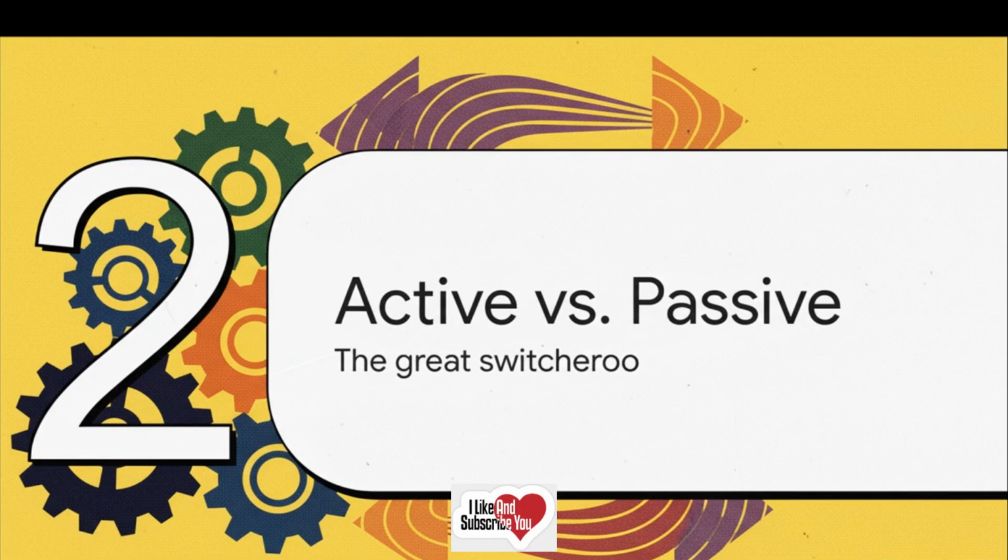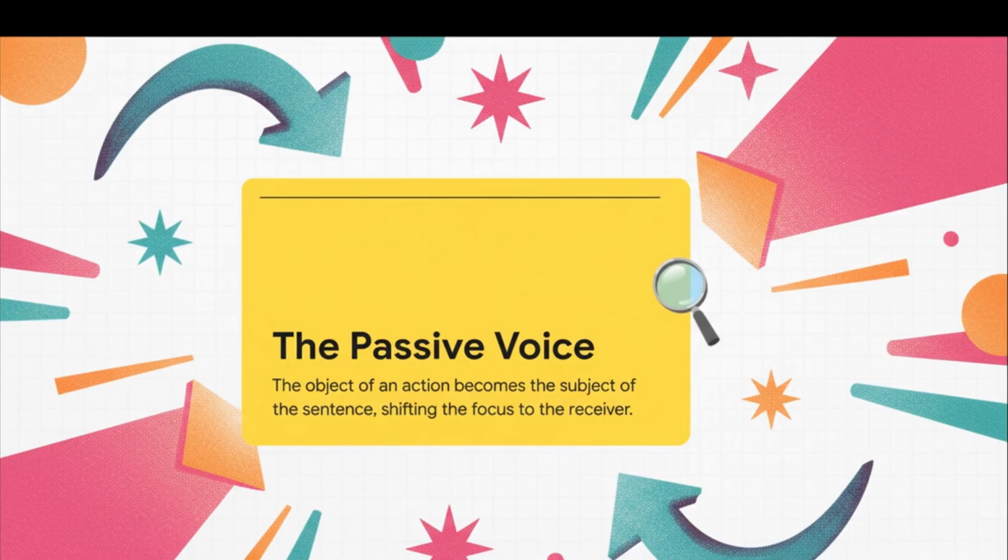All right, let's get to the real heart of the matter. The difference between active and passive isn't really about what's good or bad. It's all about focus. I love calling this the great switcheroo because that's exactly what it is. The key thing to get, and I mean really get, is this. In the passive voice, the thing that gets the action done to it becomes the star of the show. The entire sentence gets flipped on its head to shine the spotlight on the receiver, not the doer.